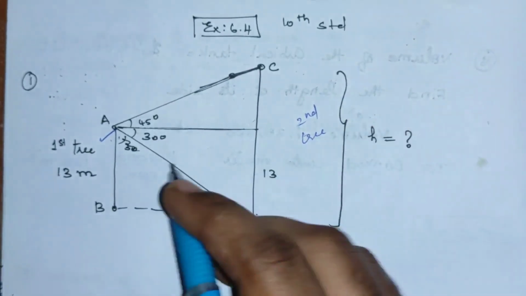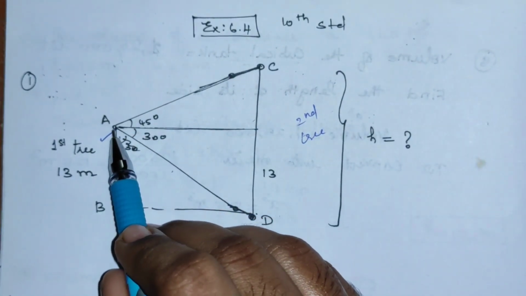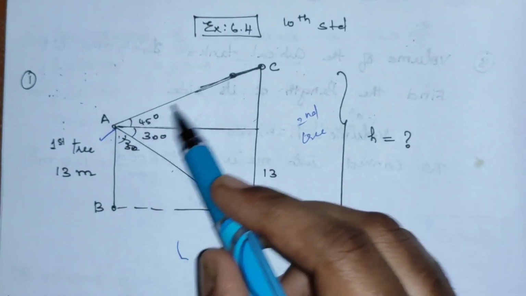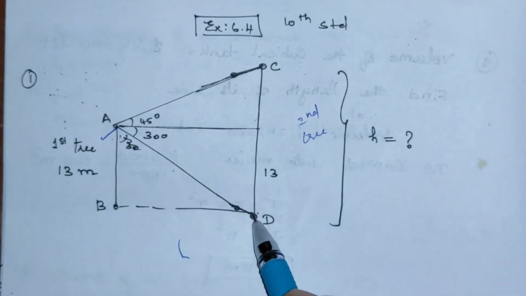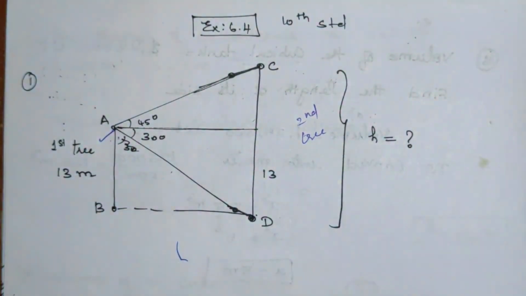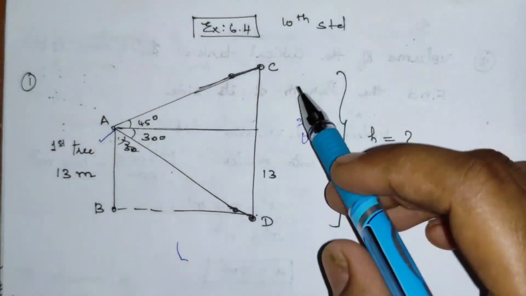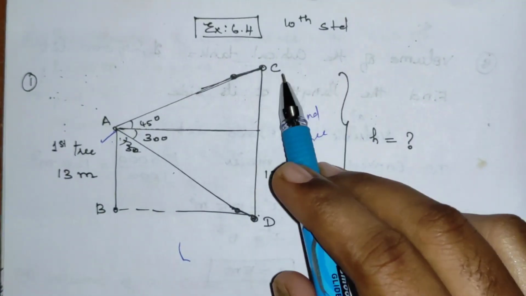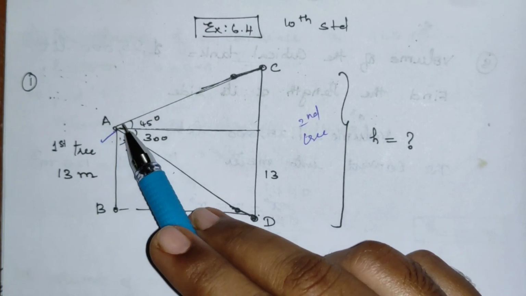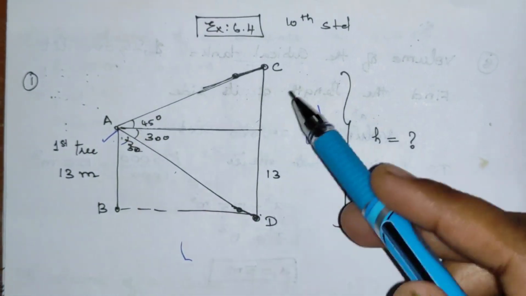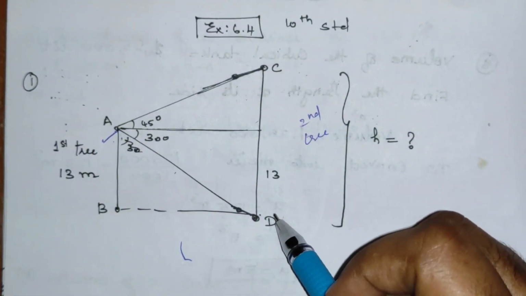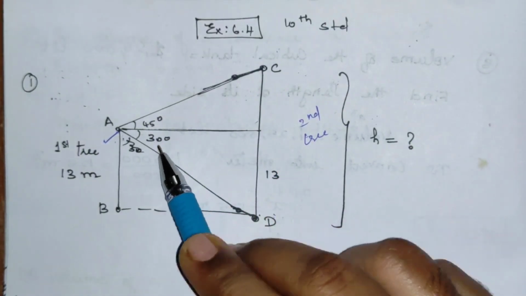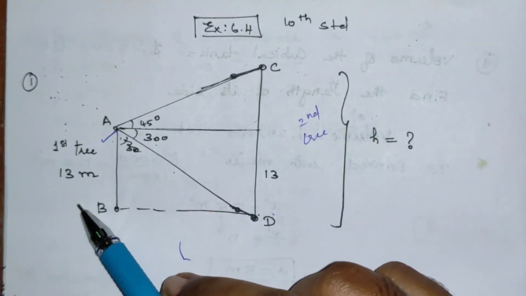So from the top of the first tree, the angle of elevation and the angle of depression to the second tree are given. The height of the first tree is given as 13 meter. You are asked to find the height of the second tree. From the top of one tree, they look at the top and the bottom of the second tree. The angle of elevation and angle of depression are given. And the height of the first tree is 13 meter.